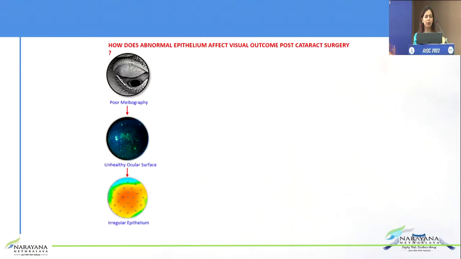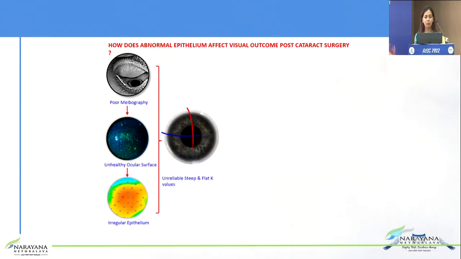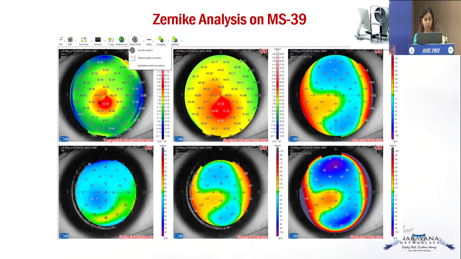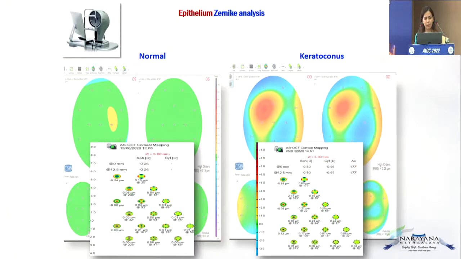So why would abnormal epithelium affect the visual outcome post-cataract surgery? If there's an irregular surface to start off, then it may affect how we measure the keratometry, the biometry, and thereby may result in some sort of a surprise in terms of our refraction. Even if your refraction biometry is spot on, you can still have some visual disturbances, because as I was saying, you can have aberrations induced by the epithelium itself.